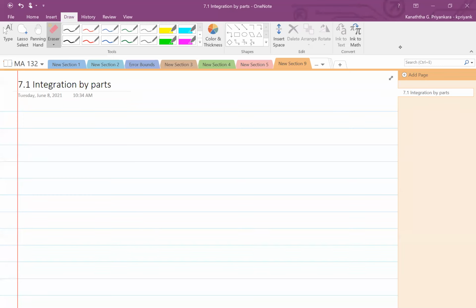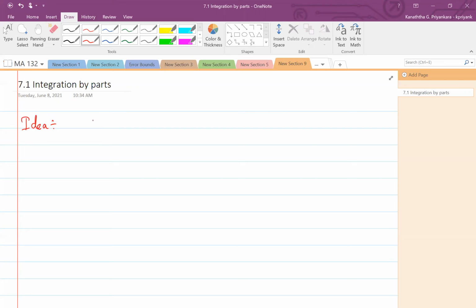Most of the time, you may see a product of two functions, then you can apply this formula or this technique to integrate such a product. So I'm going to write the idea behind this.